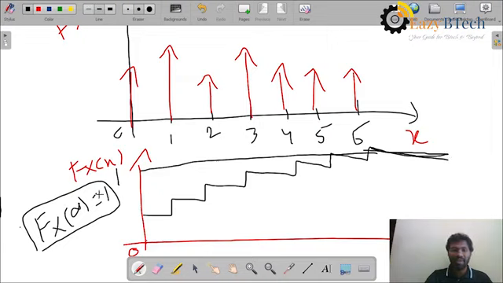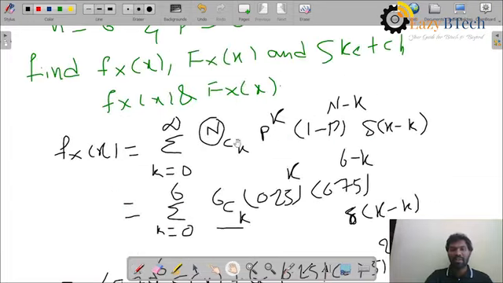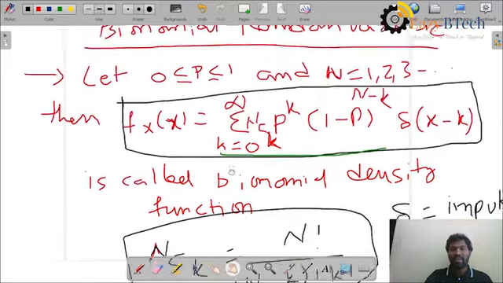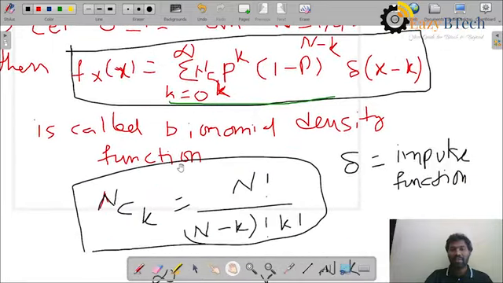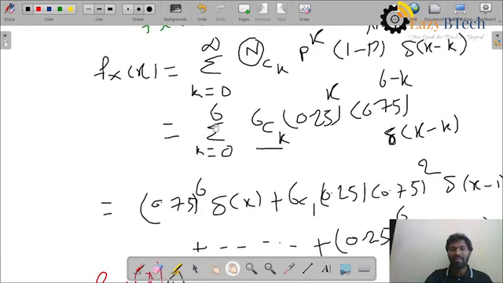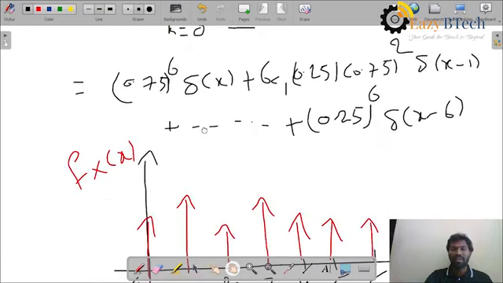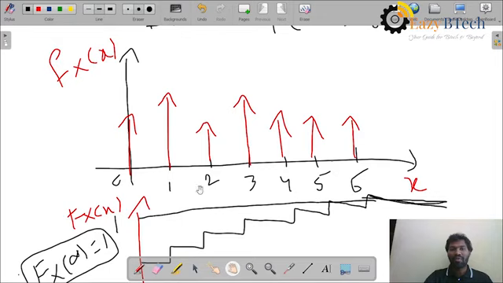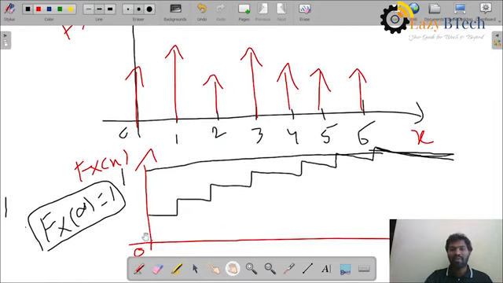We can already know this from the properties of the probability distribution function. So this is about the binomial density function, and the binomial random variable, its density function and its distribution function. This was one example problem on a binomial random variable, how to plot the density function, and afterwards how to plot the distribution function.